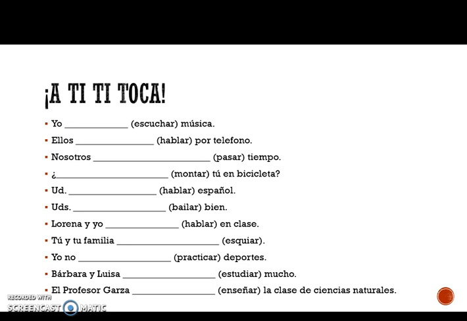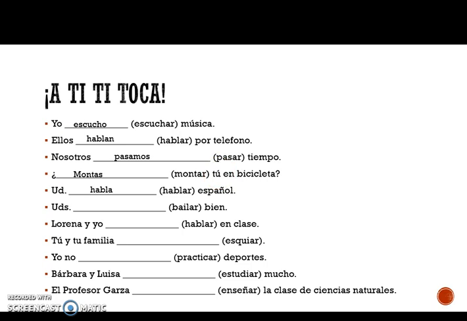All right, chicos, las respuestas. Did you have yo escucho música? I listen to music. Ellos hablan por teléfono. They talk on the phone. Nosotros pasamos tiempo. We spend time. ¿Montas tú en bicicleta? Do you ride a bike? Now notice here, our subject tú came after the verb. In Spanish, that's possible. The subject can come after the verb.